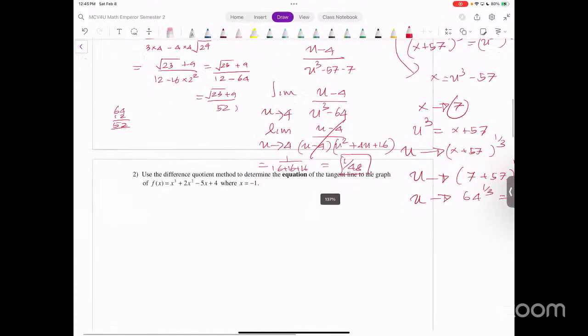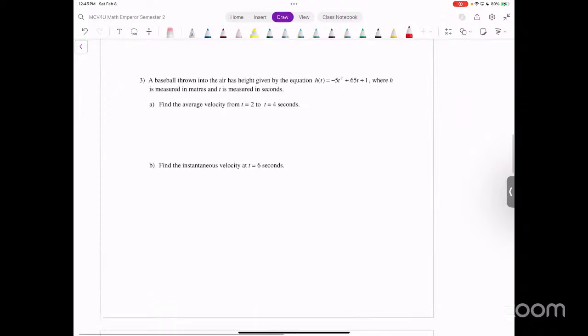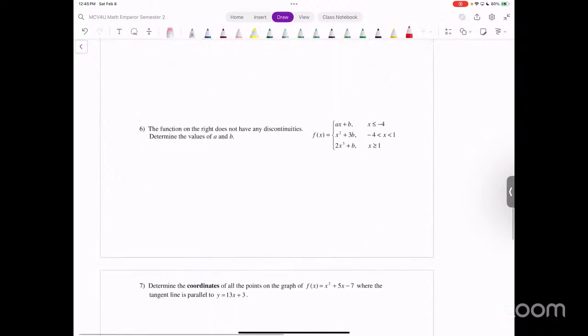All right. So I don't really worry about number 2. We will revisit number 2. Number 3 is pretty straightforward. And then I want you guys to do number 6 because we learned that today. For the function, right, that does not have any discontinuities, determine the value of a and b. Can you just do that question and then submit the work, please? Send me the work. Number 6.